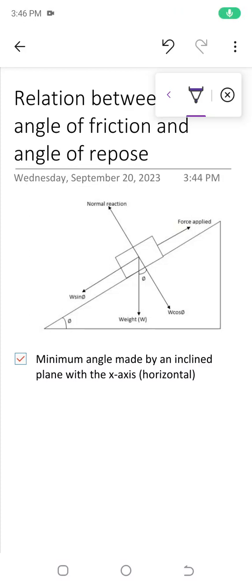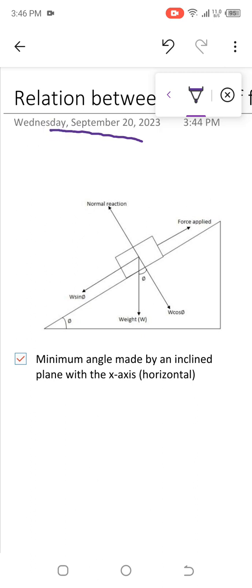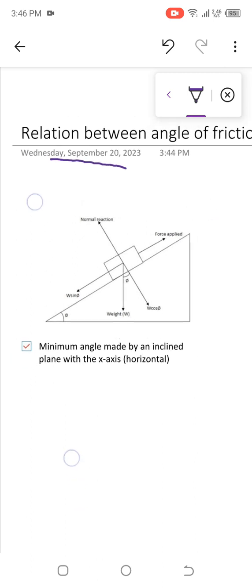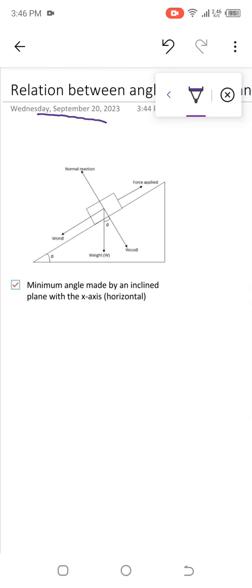So today in this video we're going to see the relationship between the angle of friction and the angle of repose. As in the previous video, we have discussed friction and the types of friction. First of all, we're going to see what the angle of repose actually is. The angle of repose is basically the minimum angle made by an inclined plane with the x-axis.